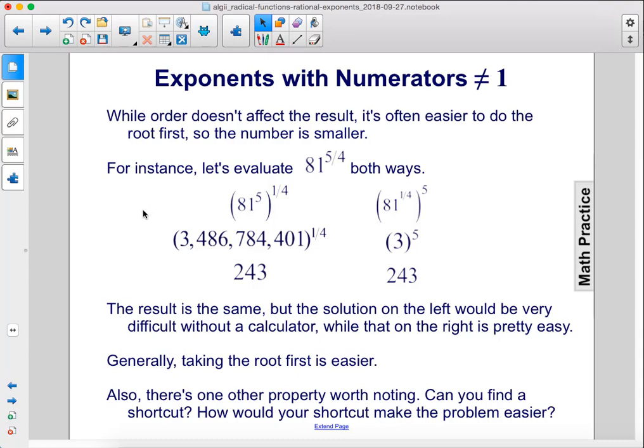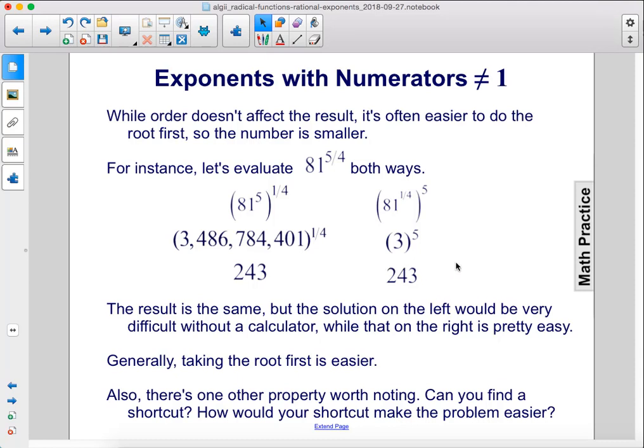For instance, let's evaluate 81 to the 5/4 power both ways. If first we did 81 to the 5th power, we would end up with this huge number here, and then we would take the 4th root of that and get 243. However, if we instead take the 4th root first, we get 3, and then we just raise 3 to the 5th power, we get the same answer, 243.